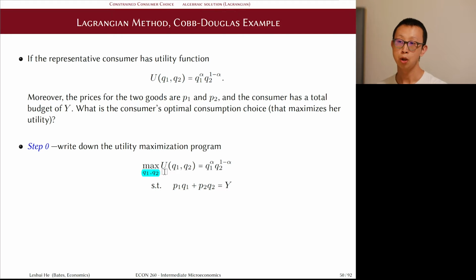sign. P1, P2, and Y are not listed here. That indicates that we're not allowed to choose P1, P2, or Y to maximize this utility function. The fourth piece, of course, is our constraint. That states the Q1 and Q2 has to be chosen such that it satisfies the budget constraint. And there we have it. Now, once we have these 4 pieces clearly specified, we have a well-defined constraint maximization problem.